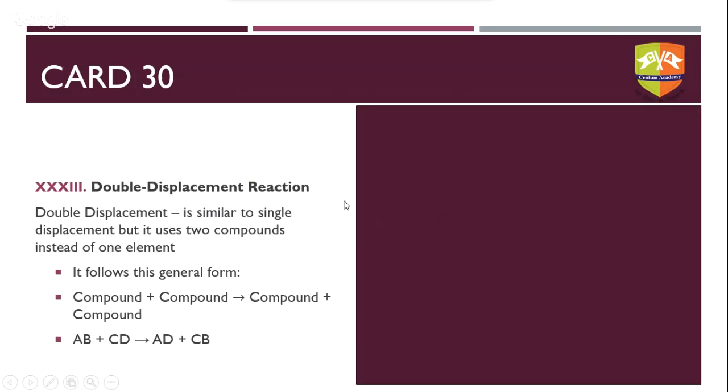Now let's look at double displacement reactions. The basic principle of displacement remains the same, whether it is single displacement or double displacement. The idea here is that two compounds react, and two compounds basically end up exchanging atoms between themselves. So for example, AB plus CD gives AD plus CB. So the general form of this reaction is written here.